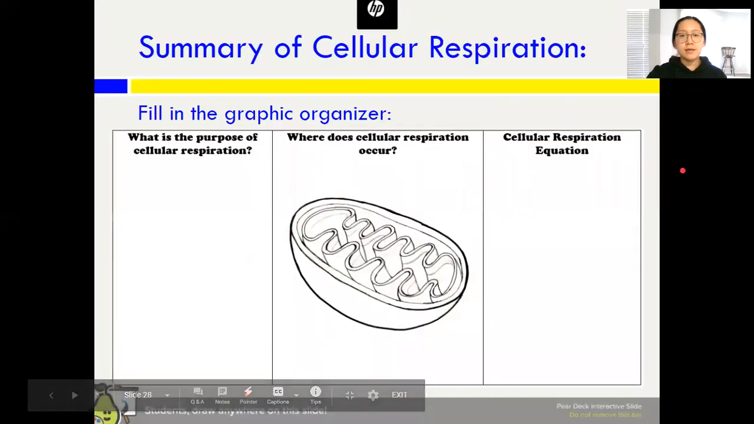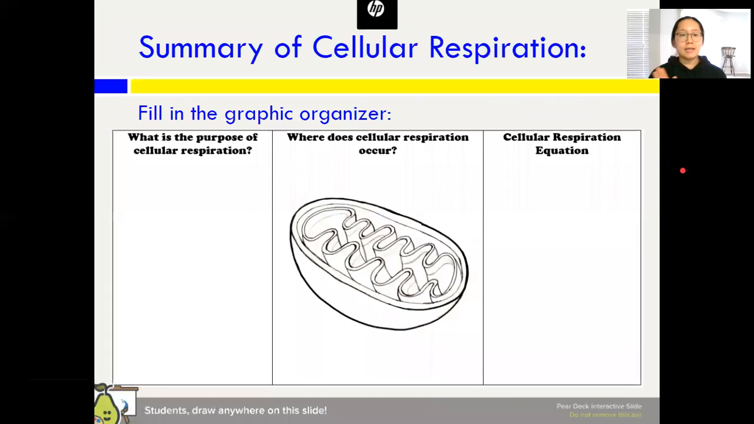Okay, so in summary of cellular respiration, I'm going to ask that you pause and fill out this graphic organizer. So I want you to tell me, what is the purpose of cellular respiration? What is the name of the organelle where cellular respiration occurs? And then lastly, write out the cellular respiration equation for me. So pause and go ahead and do that so you can get a nice summary on your Pear Deck of what cellular respiration is.